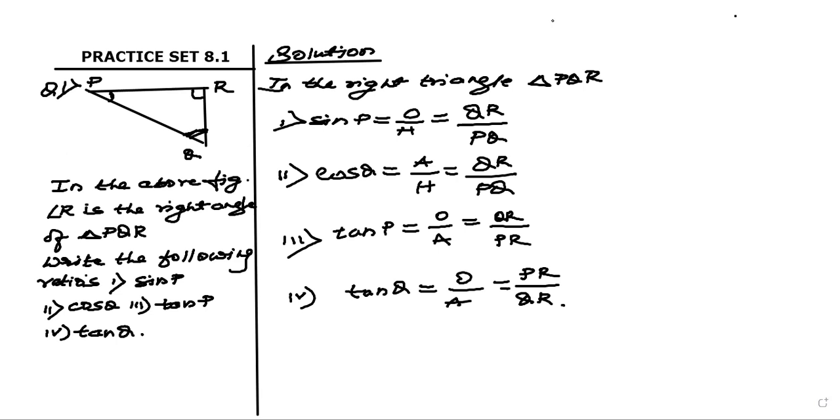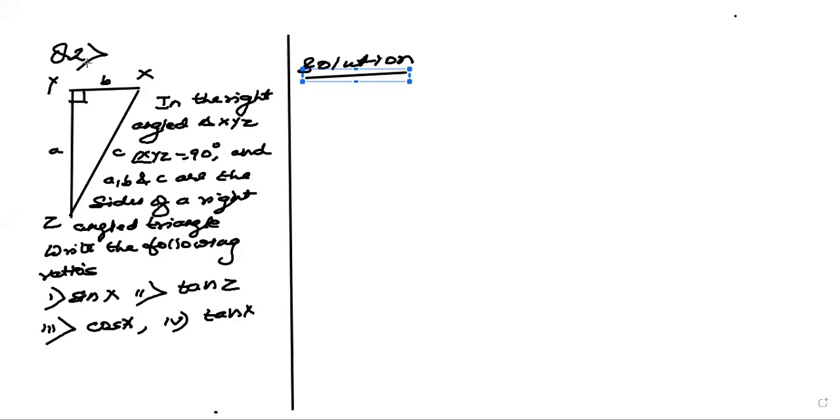Question number 2 says, children, you can see here, in the right angle triangle XYZ, angle XYZ equals 90 degrees, and a, b, and c are the sides of the right angle triangle. You can see here, a is side YZ, b is side XY, and c is side XZ.